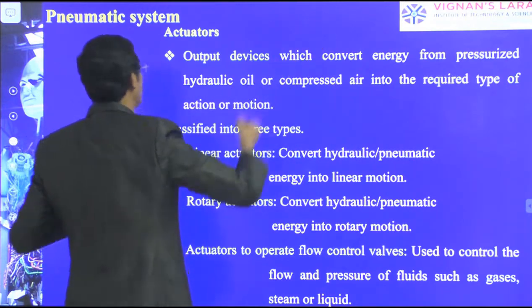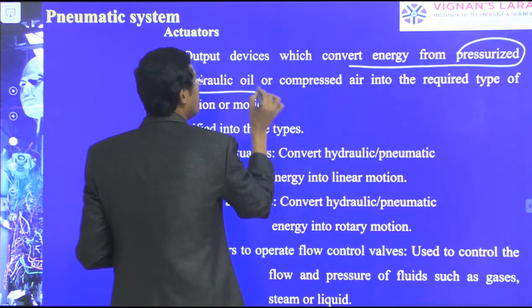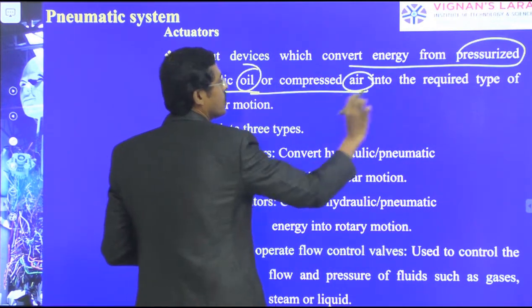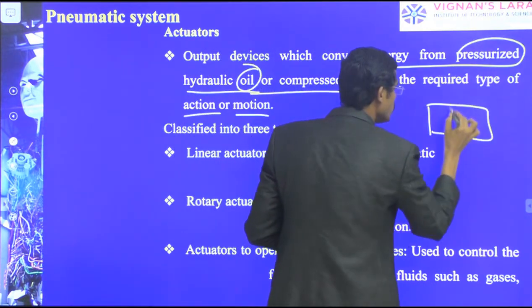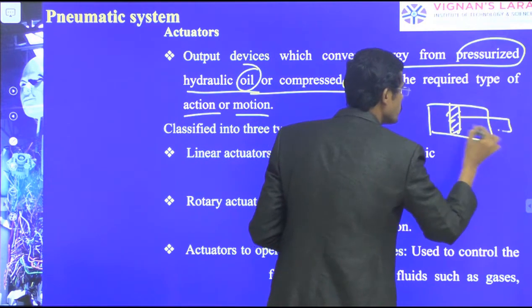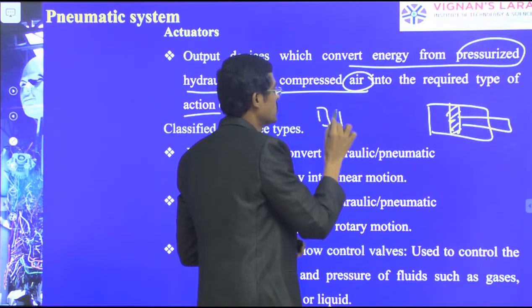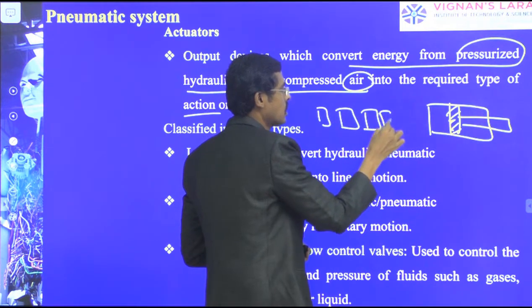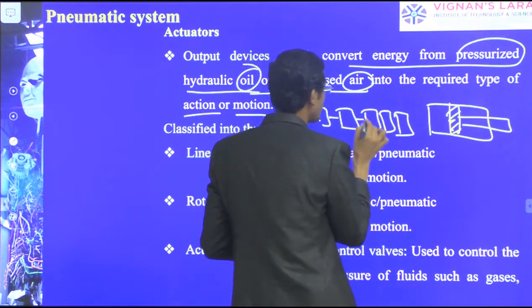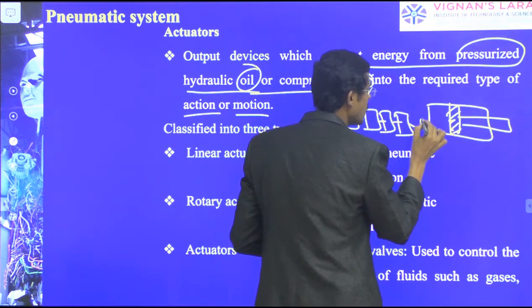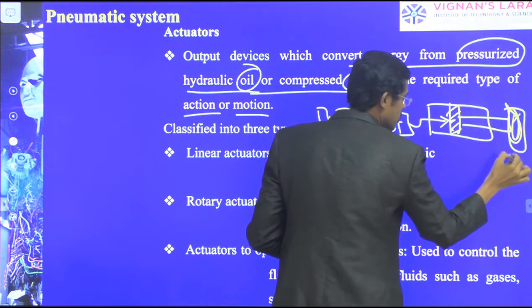Now I am coming to the last one: output devices which convert the energy from the pressurized compressed air or oil into the required type of action or motion. We want to move this piston, that is important. Up to now we have talked only about the filters, compressors, dryers, service units and control valve. From here each should be connected and the air should come inside and push in such a way that the load will be moved here. This is to be moved finally.